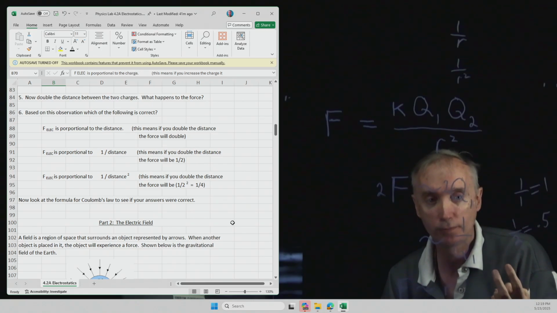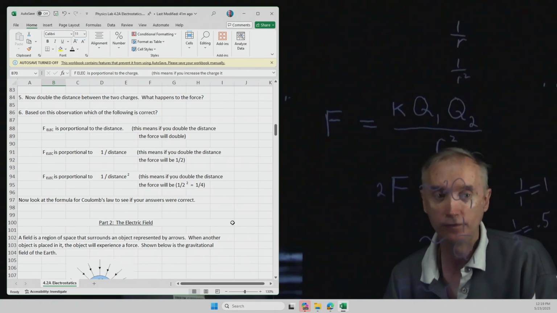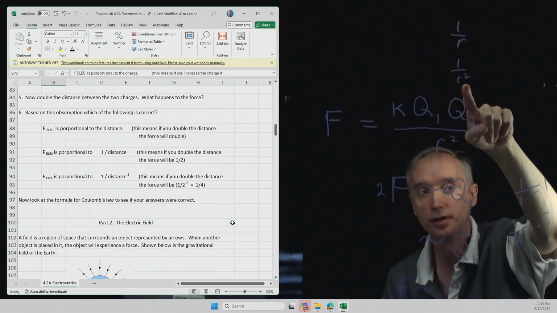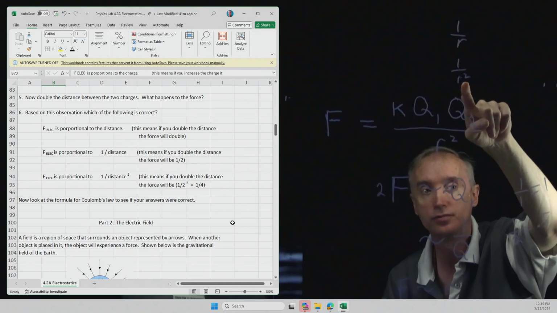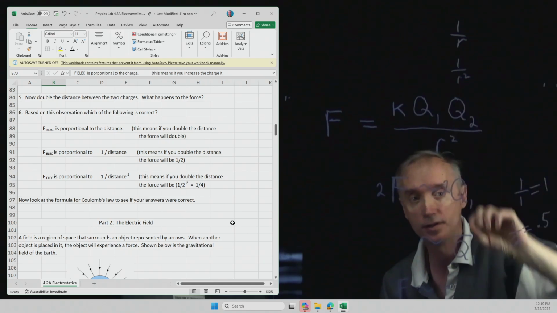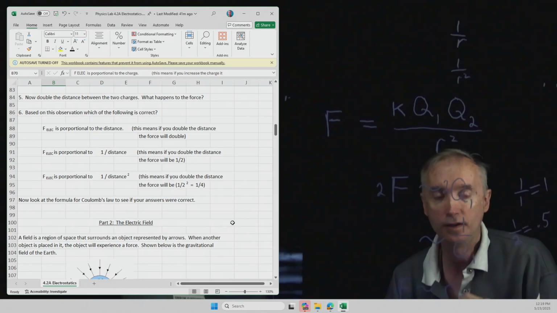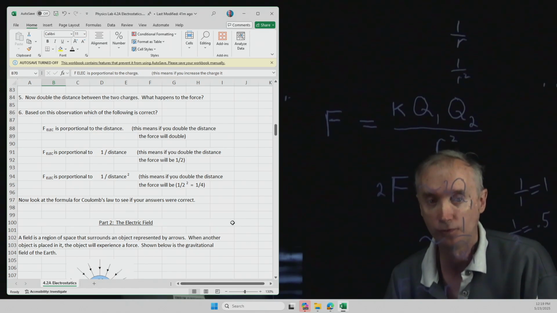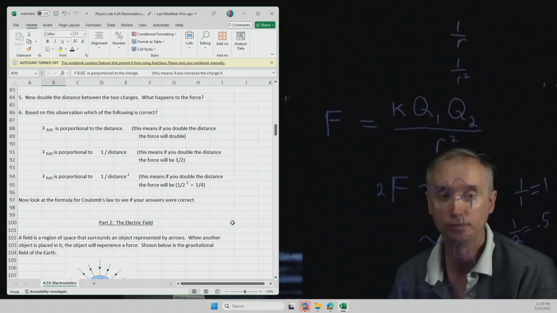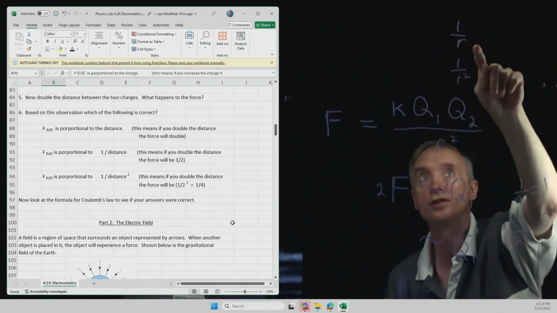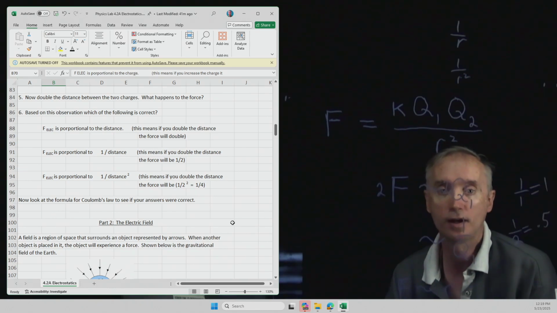So compare the two numbers that you wrote down on your piece of paper. Now if it's a 1 over R squared, then put the 2 in there. 2 squared is 4. So 1 divided by 4. So look at your two numbers that you wrote down and see if the second force is 1/4 the original force. And see if that's true. So that's going to tell you which of these two is the correct answer.